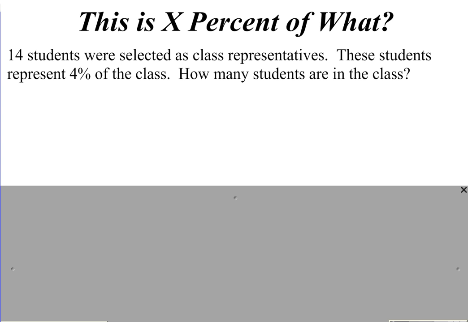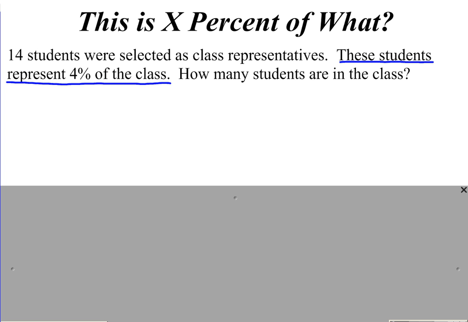14 students were selected as class representatives. These students represent 4% of the class. How many students are in the class? Key sentence right here, which is going to allow us to get our equation. These students represent 4% of the class.